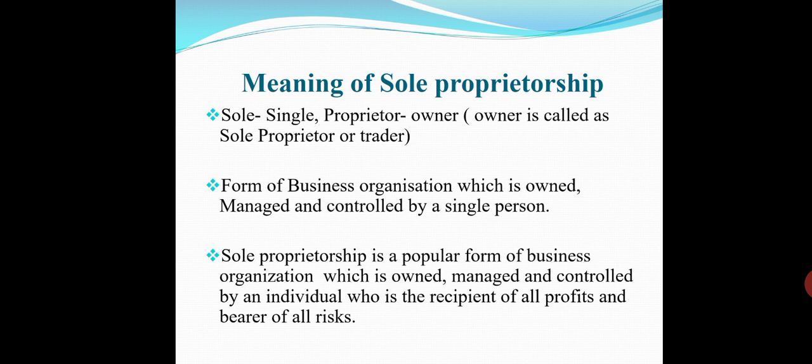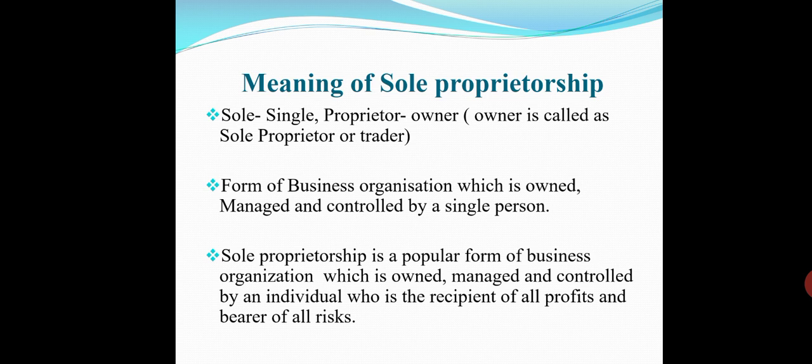Now in sole proprietorship there are two terms, sole and proprietor. We can say sole is nothing but only or single, and proprietor is nothing but owner. So sole proprietorship, we can say, is a form of business organization which is owned, managed and controlled by a single person. It means the business where you will find only one owner, that particular form of business we will call sole proprietorship or sole trading concern.